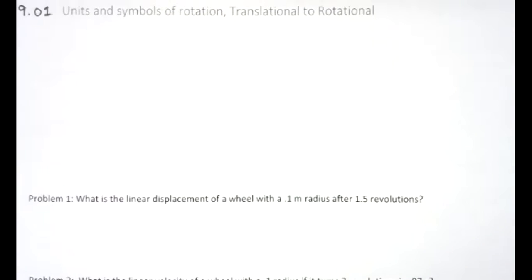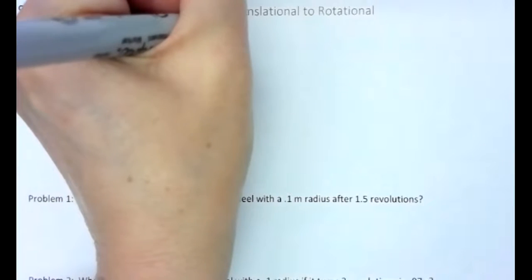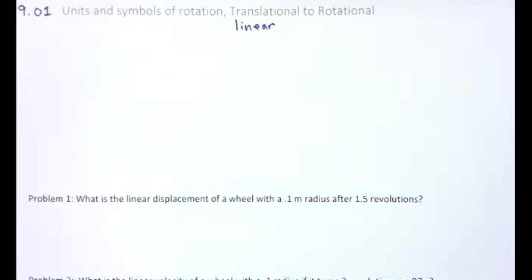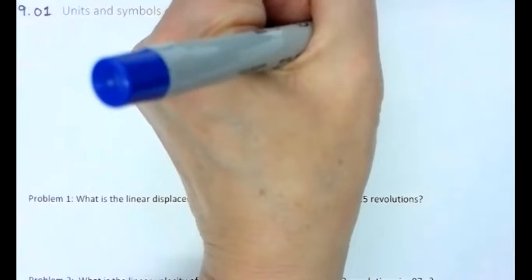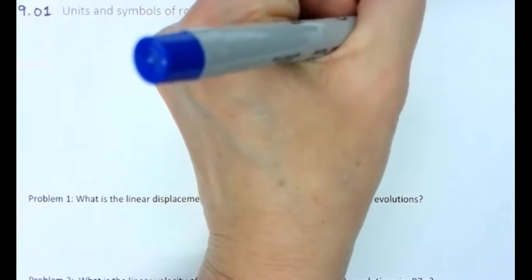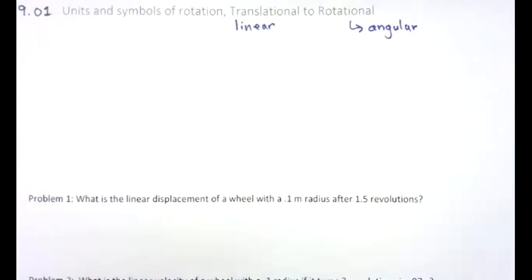All right, guys, welcome to the first video in rotational motion. So in this chapter, we are going to switch from translational, which we know is linear, to rotational. And the word we're going to use for rotational, when we find values for rotational, the synonym for this is going to be angular, because we're moving through degrees or angles.